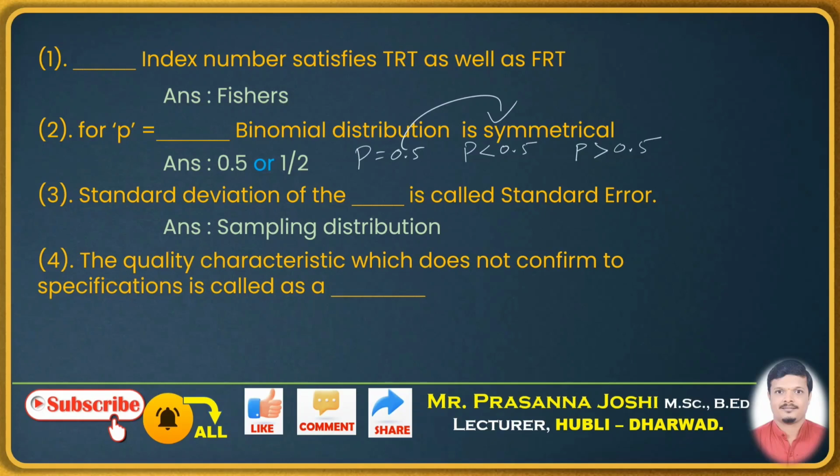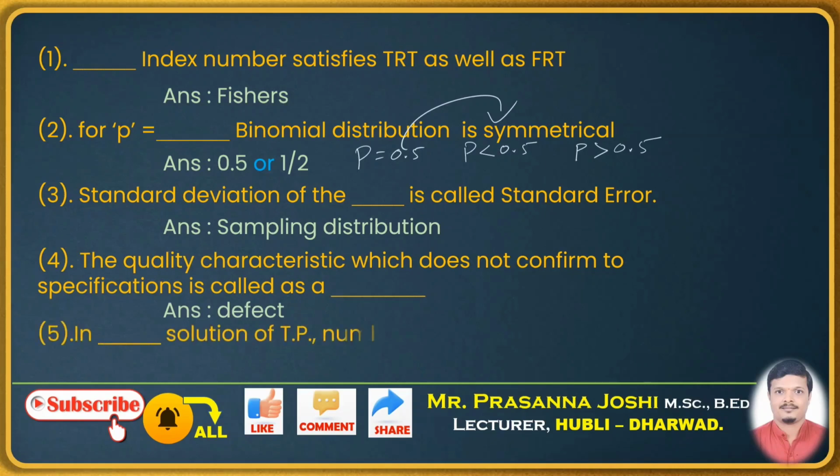This question is from statistical quality control. For any production, 3 stages will be there. First one is specification, then the production, and after that the inspection. Whatever specifications we have specified, according to that whether the production is done or not has to be checked. Once we have checked, if it is not conforming to the specifications, what will it be called? That is the question. So it will be called as defect. So the answer is defect. Next question.